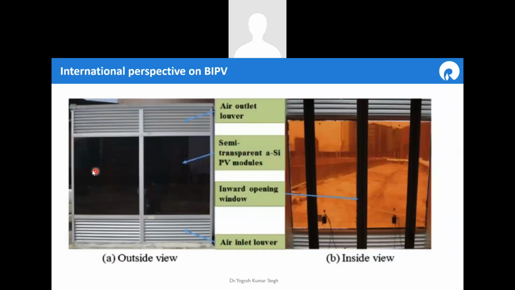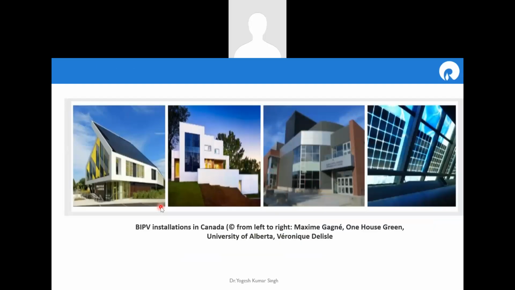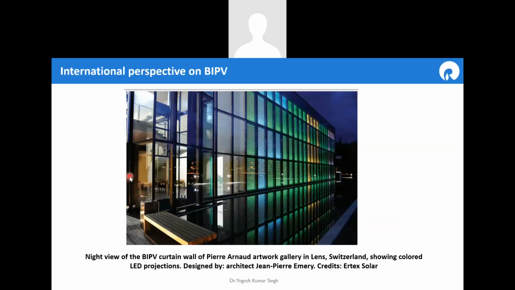This is another example. The outside looks like this, and if you see from inside, it looks like this. So this will be utilized for the shading part from the inside location, and also it will generate the maximum amount of energy. So this is the international perspective. This is a BIPV installation from Canada. So Canada is also doing a lot of projects there. This is a different orientation, a different type of technology you can utilize.